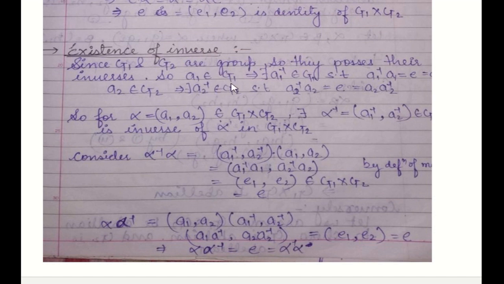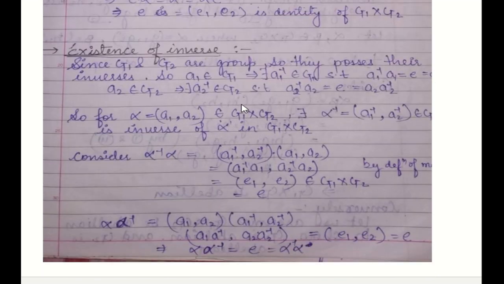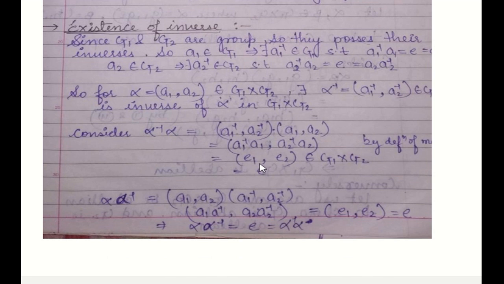But we have already assumed that A1 inverse is inverse of A1. So this will be equal to the identity of G1, that is E1, and the identity of G2, that is E2. But we have defined E, the identity of G1 cross G2, which is equal to (E1, E2), where E1 is identity of G1 and E2 is identity of G2. So similarly, this will be equal to E. So this alpha inverse is inverse of alpha.